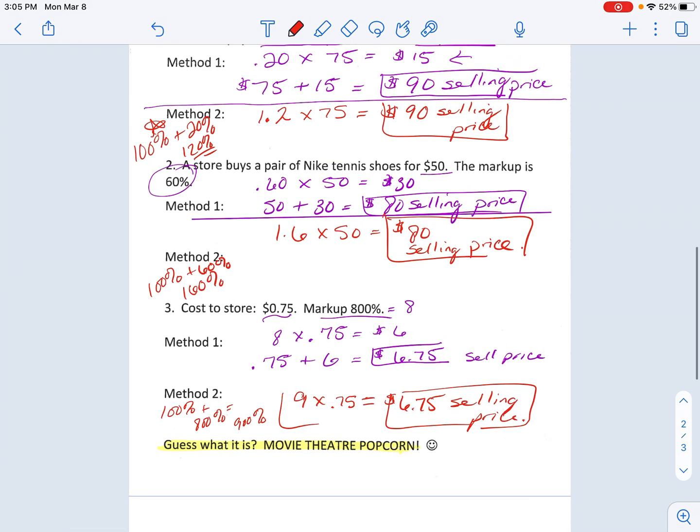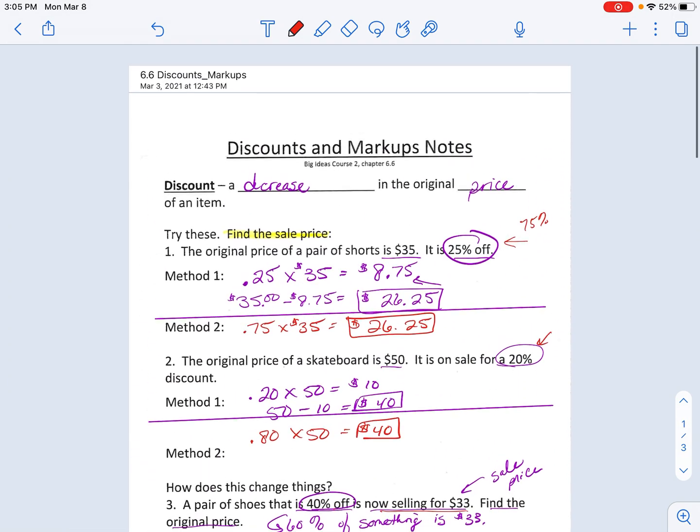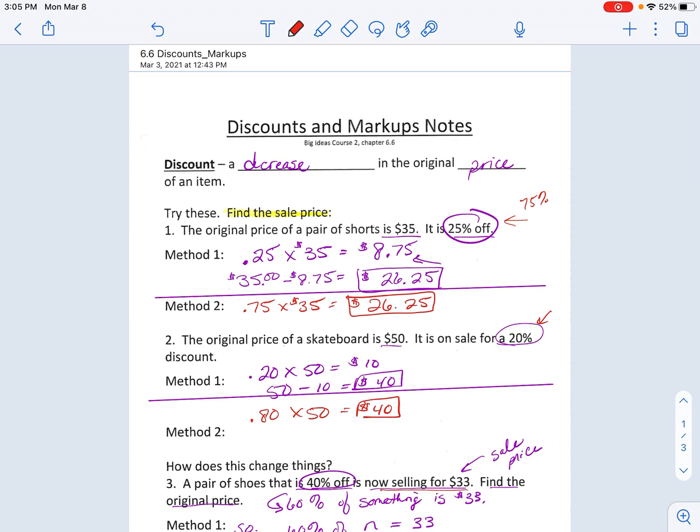Alrighty, guys, that is your percent discounts and markups.